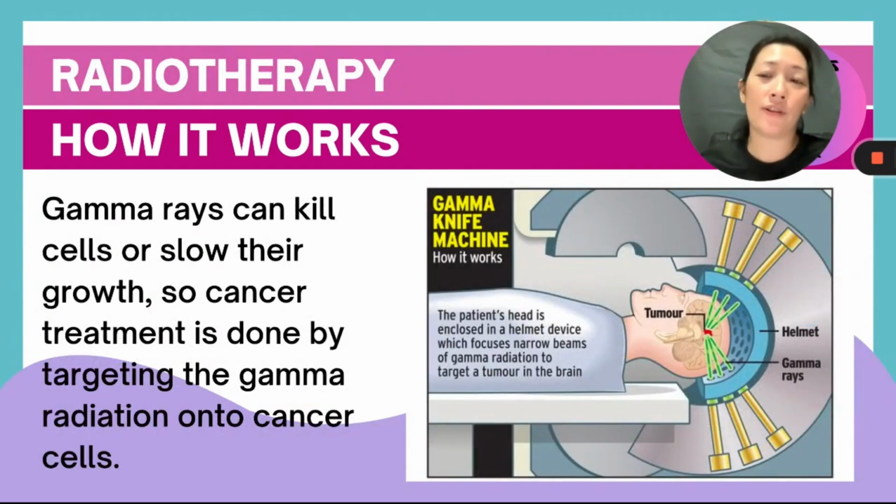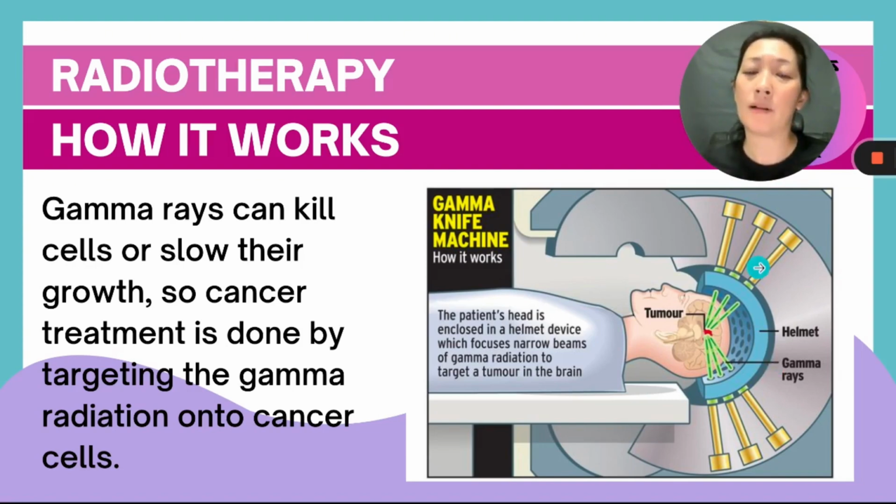Gamma radiation is also used for radiotherapy. Because gamma rays, high frequency again, right? Not only can they kill microorganisms, they can also kill cells. So they can kill basically cancer cells, for example. They can kill the cells or slow their growth. So cancer treatment is done by targeting the gamma radiation onto cancer cells.